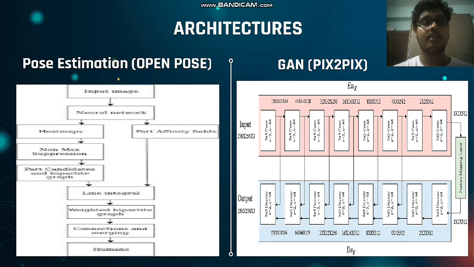Coming to the architecture of pose estimation and GAN, for the pose estimation, the frames of the video are passed as an input. After passing the input to the layers of the convolutional neural network, the model divides it into heat maps and part affinity fields. These heat maps, with the help of non-maximum suppression, map the key points, and with the help of line integrals, the model marks the lines between the key points, and with the help of the bipartite algorithm, the weighted bipartite graph is generated, which is combined and merged together to generate the pose estimation of the image.